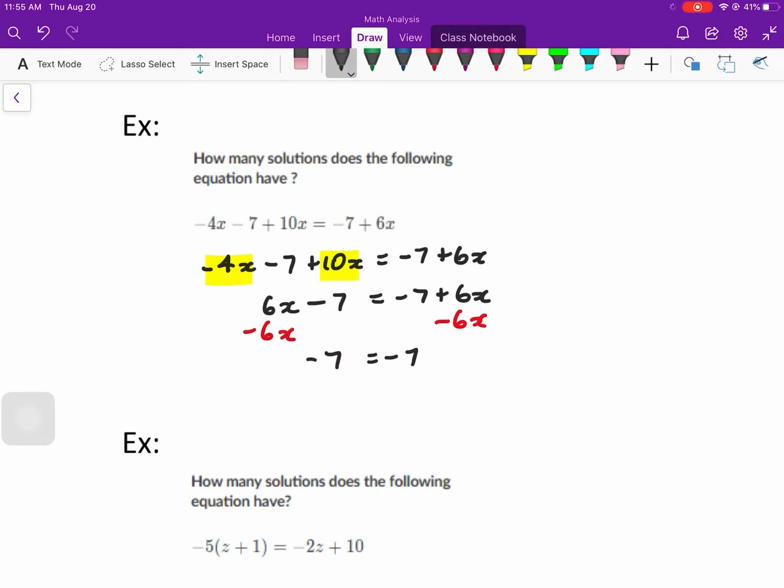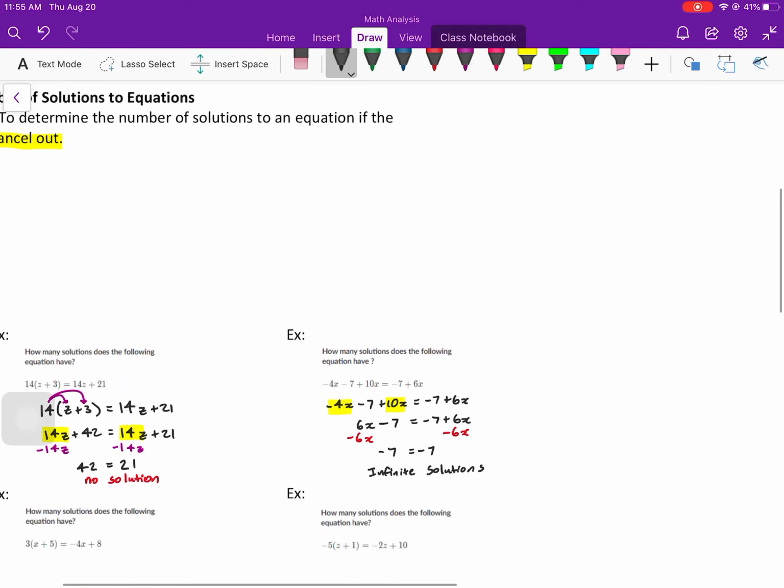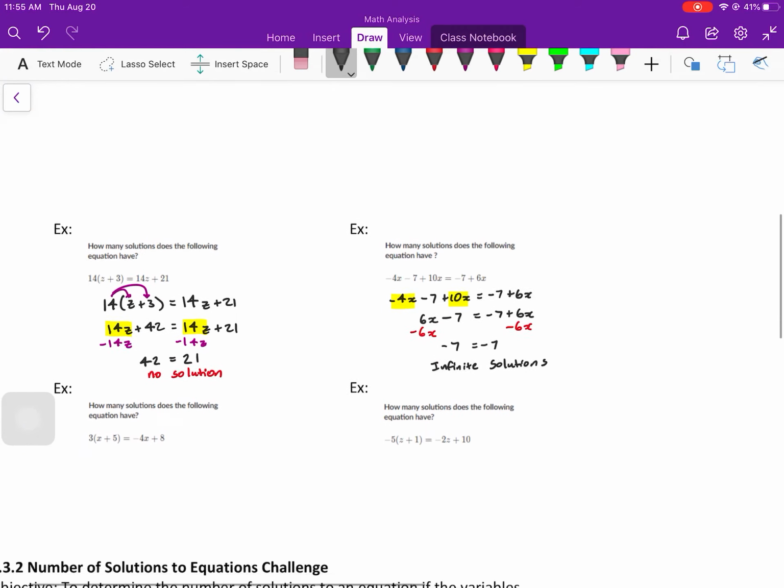Now that's a true statement, so this is infinite solutions. We have an infinite number of solutions, and that's what we would see, is that they have that same slope that the variable cancels out.